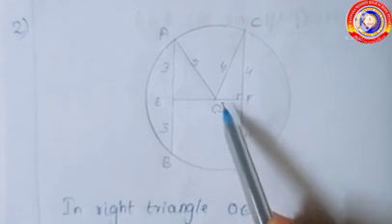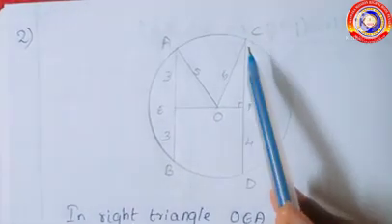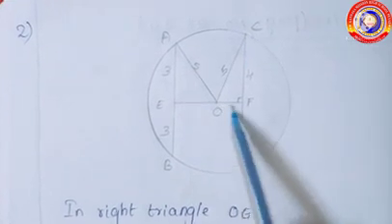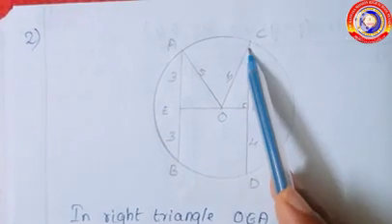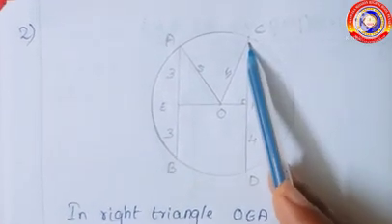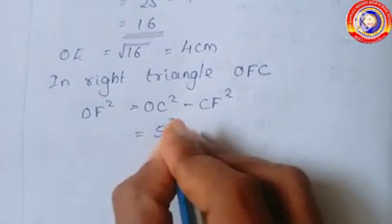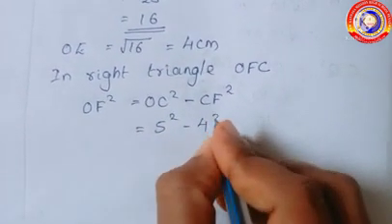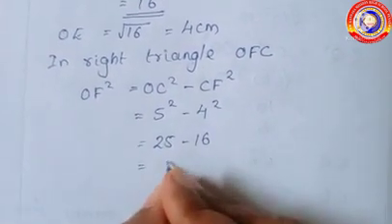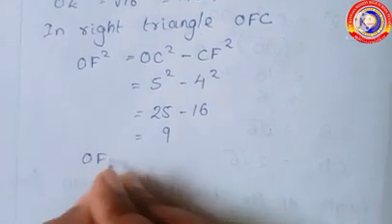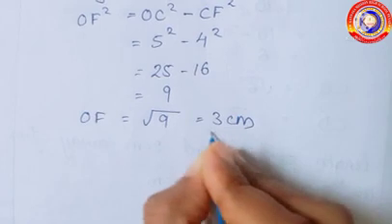Now let us consider the second right triangle, that is triangle OFC. Here we want to find the length of OF. So OF square is equal to OC square minus CF square. That is equal to, OC is 5, so 5 square minus CF is 4 centimeter, so 4 square, which is equal to 25 minus 16, that is 9. So OF is equal to root of 9, that is equal to 3 centimeter.